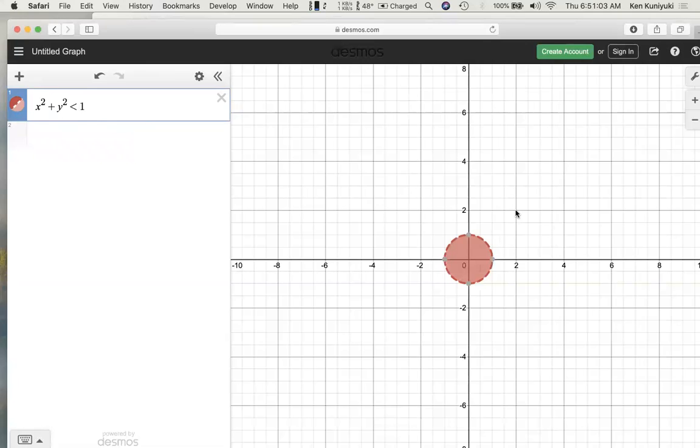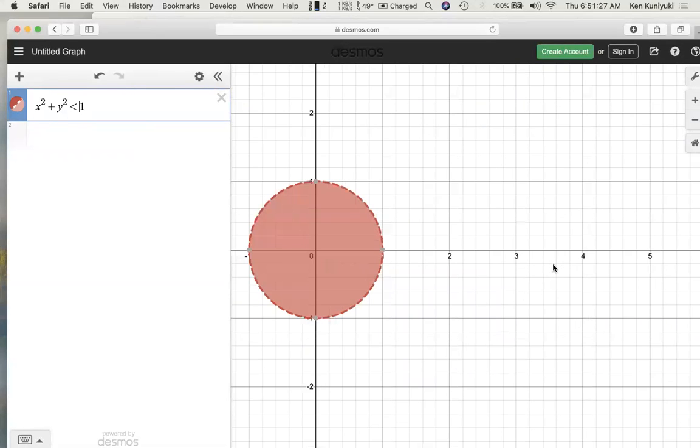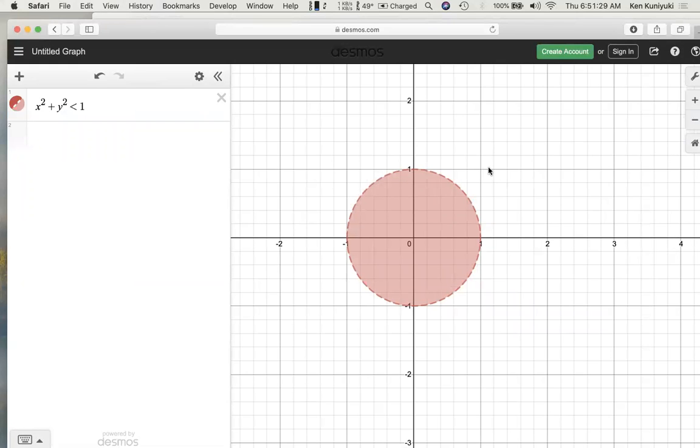Take a point like 2, 2. If you plug in x equals 2 and y equals 2, that's going to fail the inequality. You do not shade the exterior of the circle. So you could use a test point method. The origin satisfies the inequality, you shade the interior. The point 2, 2 fails the inequality, you do not shade the exterior. Or if you wish, you could test 1, 1, which is also in the exterior.